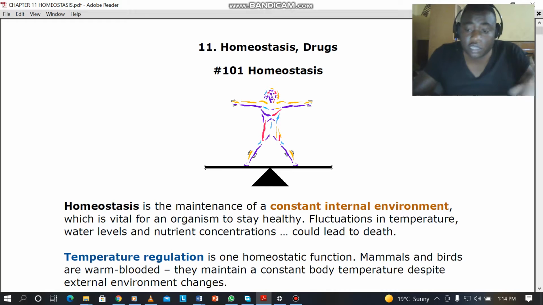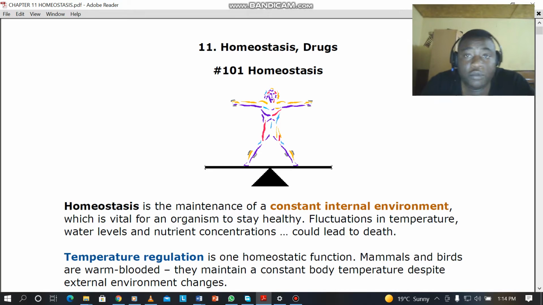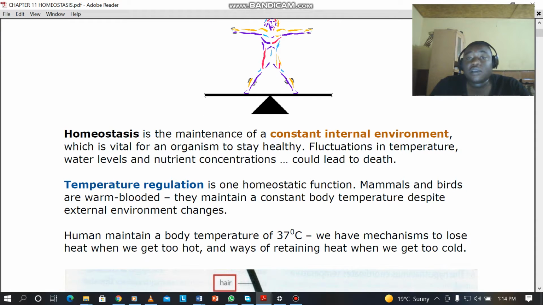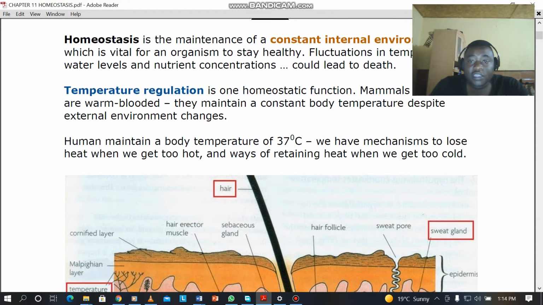Okay, so let's start with the definition of what homeostasis is. We describe homeostasis as a maintenance of a constant internal environment. This can start with temperature regulation, and we say that our constant body temperature is 37 degrees. So our bodies have to make sure that our temperature is always at 37 degrees.